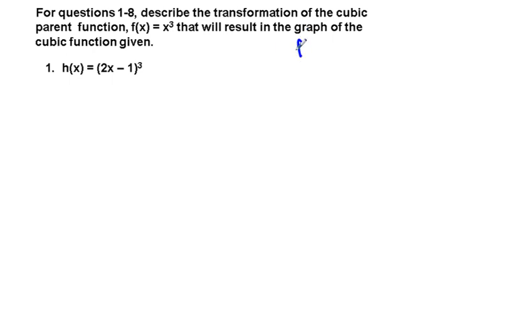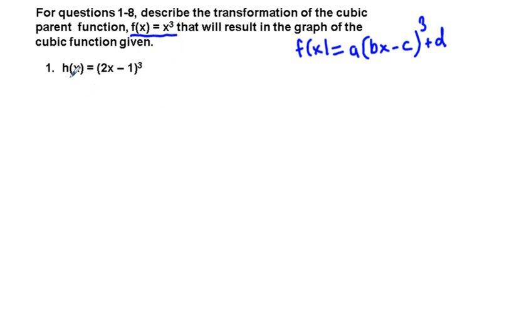Standard form for this is going to be f of x equals a times quantity bx minus c, and this time, instead of squared, it's going to be cubed, plus d. And so these constants a, b, c, and d cause the graph of the cubic function to do different things versus the parent function f of x equals x cubed.